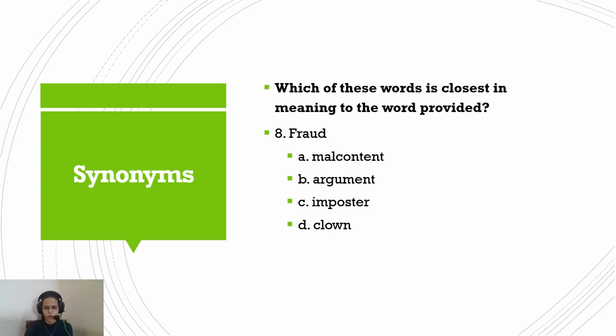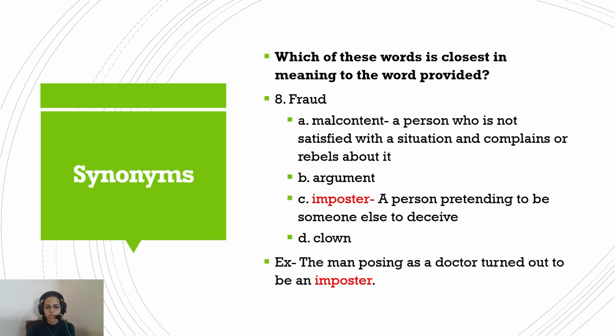Fraud. Come on, you all know fraud. You guys are going to be lawyers, so you have to know what fraud is. Fraud is an imposter, a person pretending to be someone else to deceive. Malcontent. Let's try to understand these meanings in the options also. Malcontent, like I told you, the word mal is always negative. So some sort of negative thing. A person who is not satisfied with the situation or complains, somebody who's always complaining. That would be malcontent. Actually, I am not sure that's what it means. I will have to get back to you on this word.